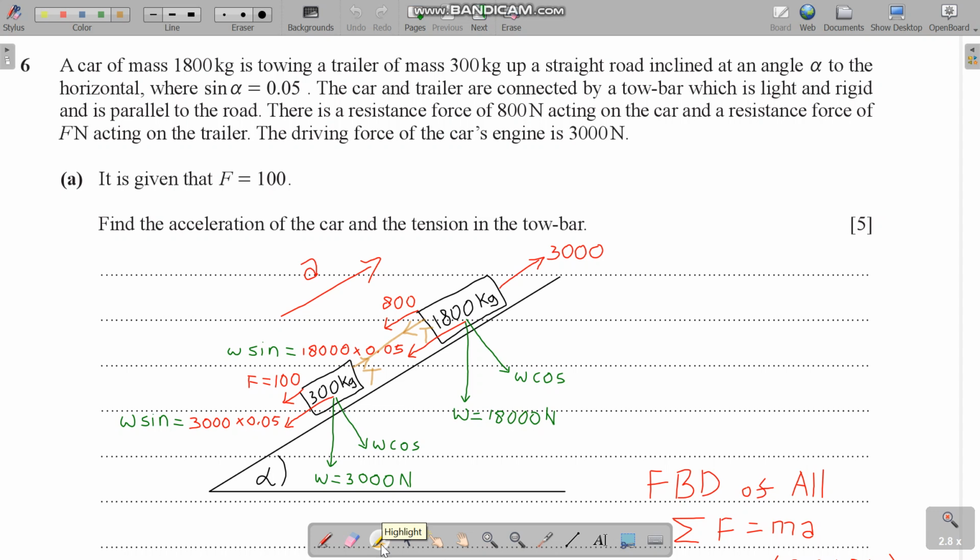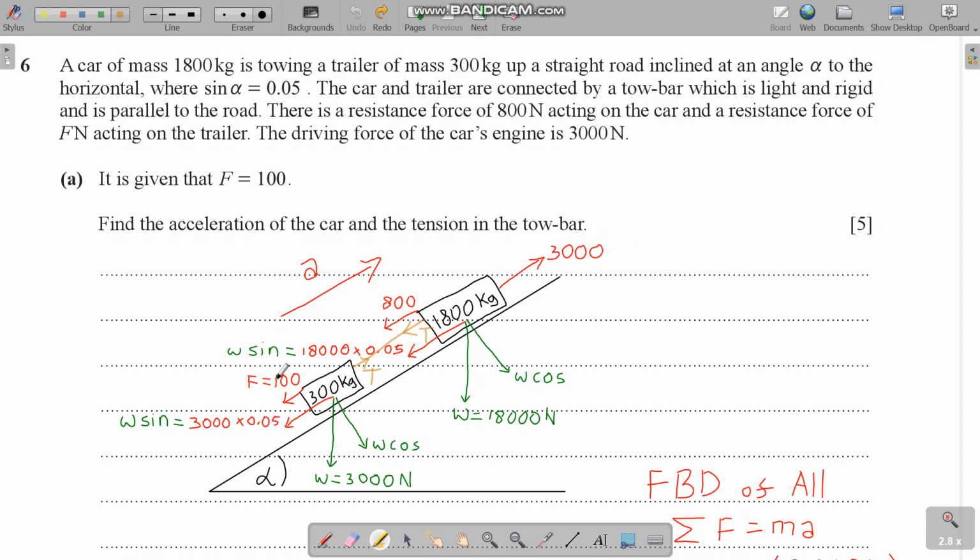Work and power, but the first part is about Newton's laws of motion actually. A car of mass 1800 kg and a trailer of mass 300 kg go up a straight road inclined at angle alpha to the horizontal, sine alpha is 0.05, connected by a tow bar. There is a resistance force of 800 on the car and F on the trailer. The driving force is 3000, F is 100, and we're finding the acceleration and the tension.